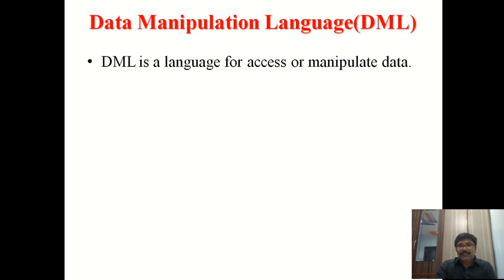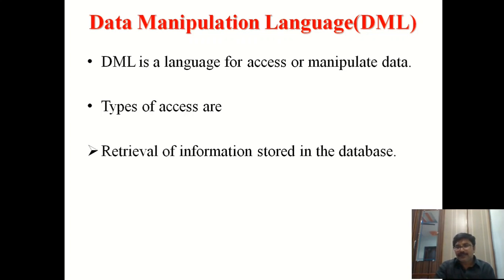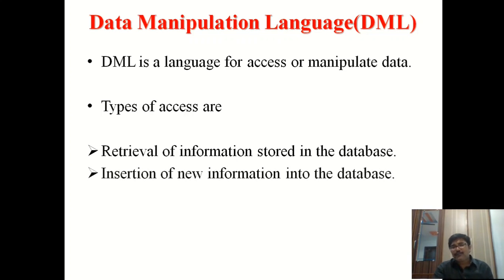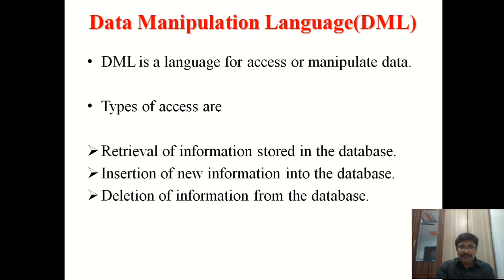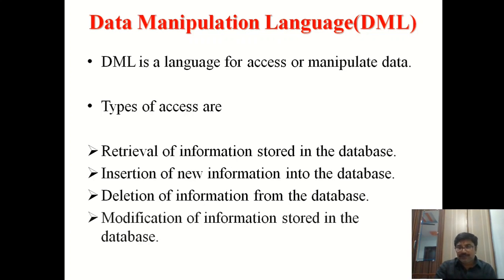And the next one is data manipulation language. This language is for accessing and manipulating the data. There are different accesses permitted in this data manipulation language. The first one is retrieval of information stored in the database, so we can access data from the database. And the next ones are insertion of new information into the database, deletion of information from the database, and modification of information stored in the database. These are the 4 accesses available in the data manipulation language.